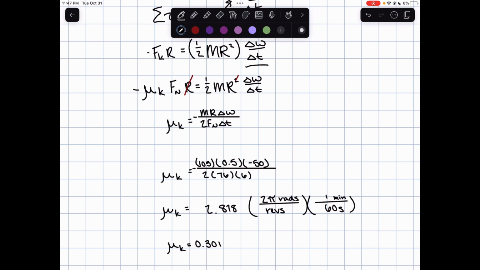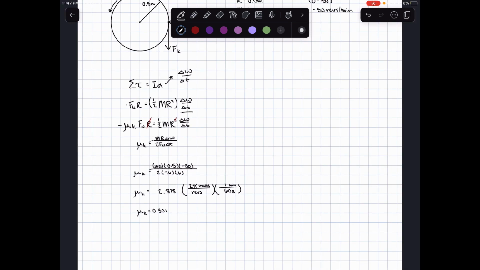And finally, we get that the coefficient of kinetic friction is equal to 0.301. Overall, what I really struggled with in this problem was that when I saw angular acceleration, I was lost. I had 2 unknowns in my equation, and I could not figure out what I was supposed to be plugging in. The important takeaway is to look at the quantities we do know and see what we can substitute in. For example, we could figure out the change in angular velocity, and we did know the change in time.